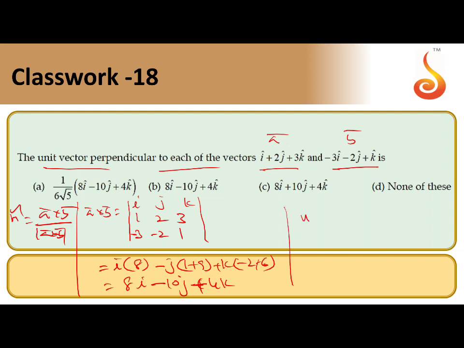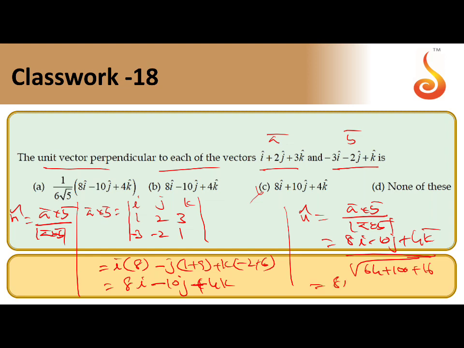So now what is n cap? n cap is a cross b by the magnitude of a cross b. So that means the vector 8i minus 10j plus 4k. Look at the options. The first option is there but the denominator is different. The second option is matching. The third option is not matching. So the magnitude is root over 64 plus 100 plus what? You'll get 16. After simplification, we got 8i minus 10j plus 4k, divided by this value, 6 root 5. You can simplify to get the answer here.